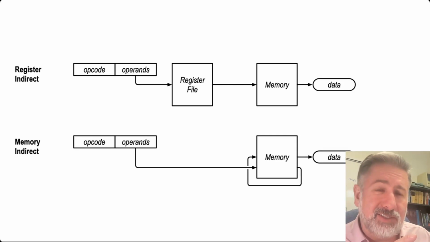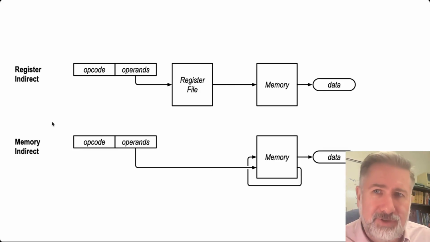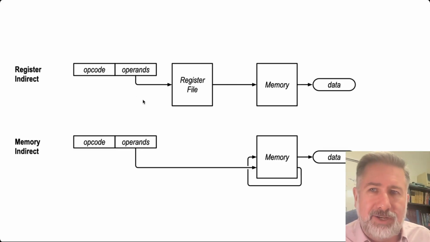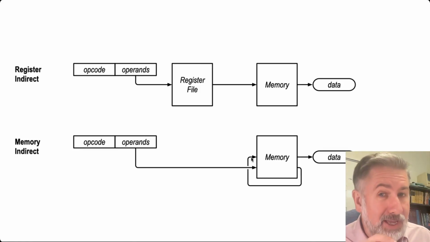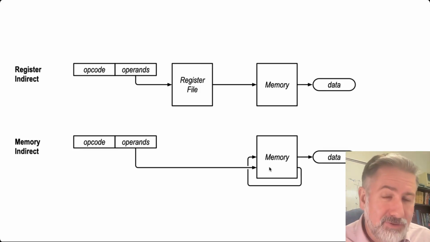Then we have the indirect versions of addressing. This is where you're accessing memory, but the address isn't in the instruction. It's somewhere else, right? So in register indirect addressing, the operand tells you where in the register file to find the address, and then that value is used to access memory. Fairly straightforward. And then in memory indirect, the operand gives you a memory address, and that memory address specifies the address of the data that you're interested in.